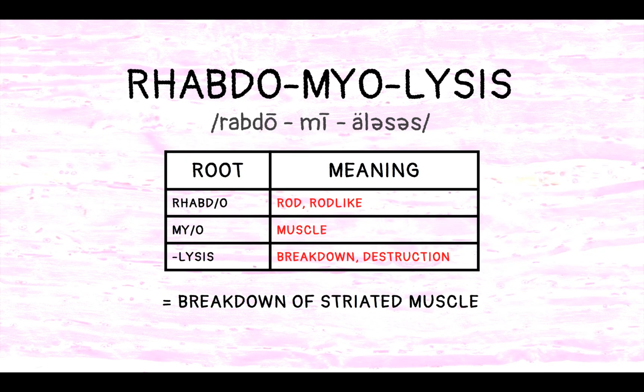First, let's break down the word rhabdomyolysis. The prefix rhabdo means rod or rod-like, referring to the striated muscle tissue. The root myo means muscle, and the suffix lysis means breakdown, destruction, or separation. Altogether, rhabdomyolysis is the breakdown of striated muscle tissue.